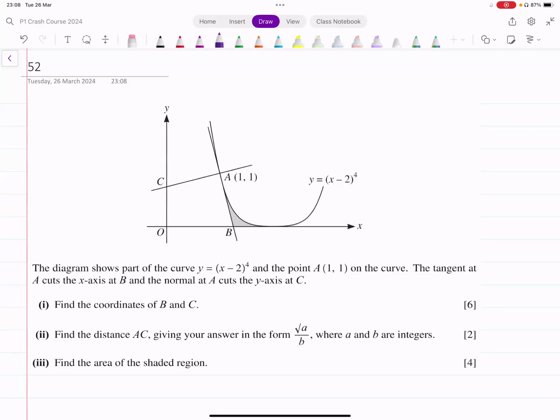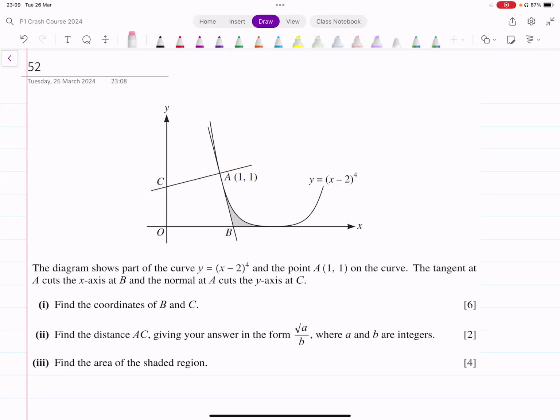Okay, so we have a curve. This is the curve that we have. There's a point A on the curve. The tangent at A, so if you were to draw a tangent at A, this tangent cuts the x-axis at this point B, and there's a normal to the curve at the same point. It cuts the y-axis at C. So basically, B and C are x and y intercepts of the tangent and the normal respectively. We need to find the coordinates of B and C.